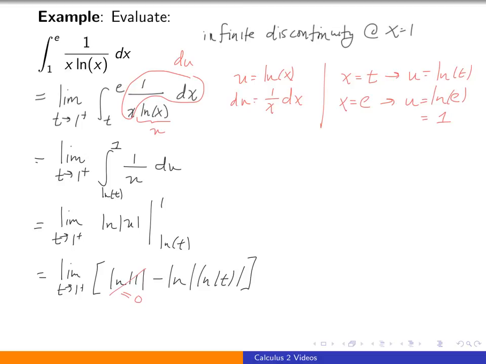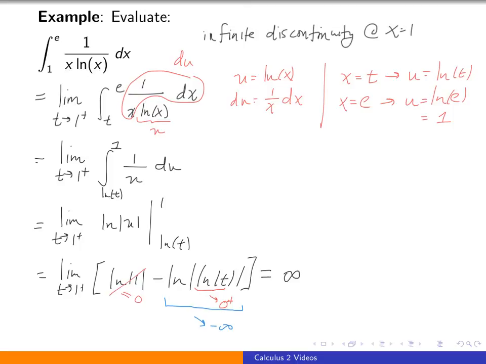Now if we think about taking the limit as t approaches 1 from the right. So as t approaches 1 from the right, the natural log of t term is going to be approaching 0 from the right. And if we're plugging into the natural log really small positive numbers, what that tells us is that the natural log of the natural log of t is going to be going to minus infinity. So in terms of our limit, it's going to be approaching minus a minus or a positive infinity.